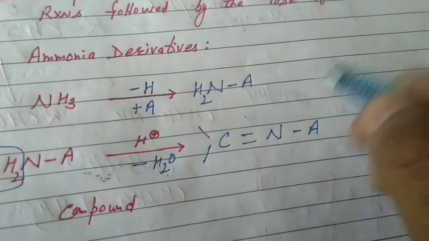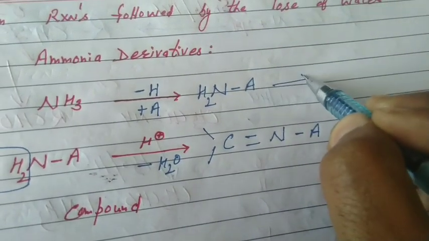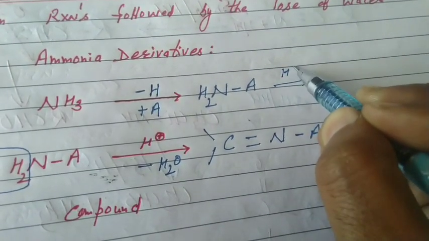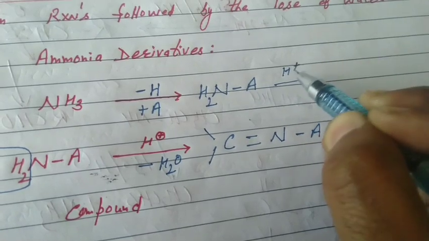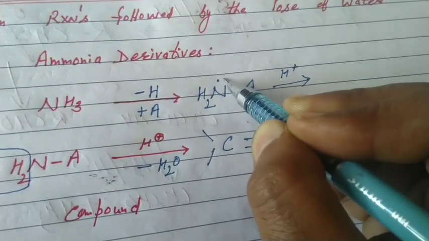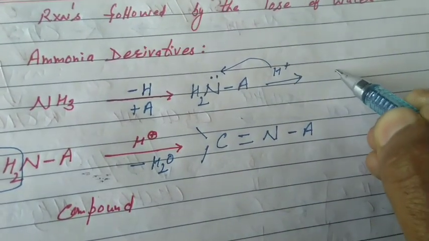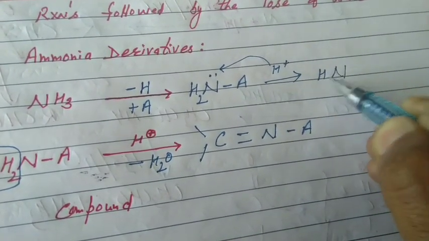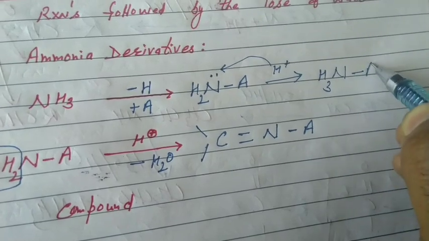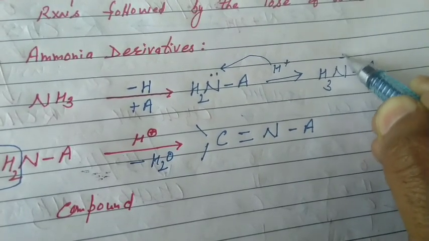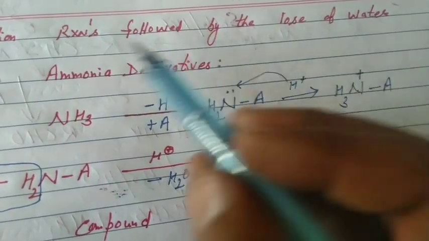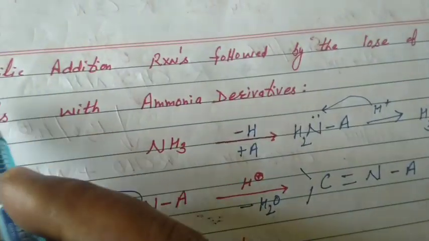These reactions take place in weakly acidic medium because in strongly acidic medium, what will happen? If it is strongly acidic medium, pH 1 or 2, H+ will attack the lone pair of nitrogen. When it attacks the lone pair of nitrogen, what is formed? NH3+, and nitrogen will acquire a positive charge. It means it no longer exists as a nucleophile. We say nucleophilic addition reactions.